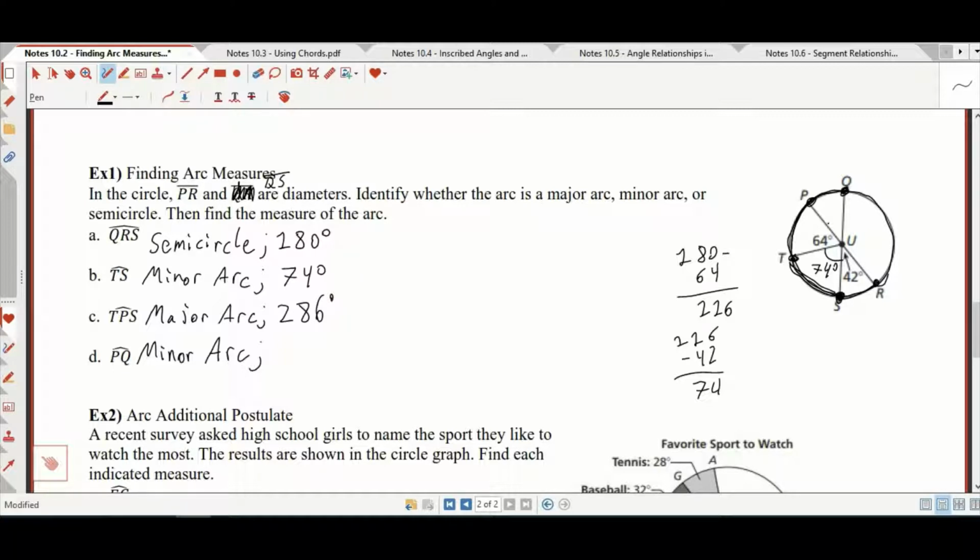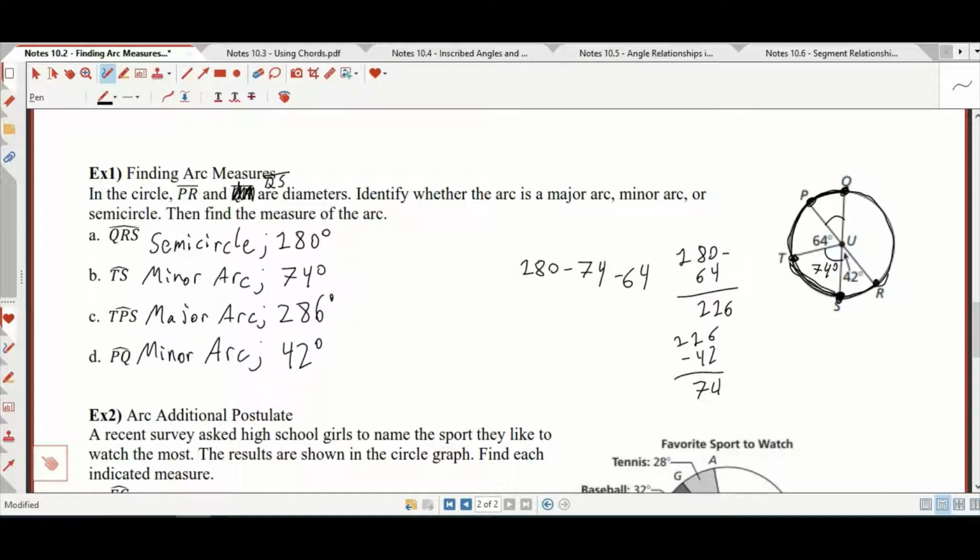Anyway, that's this minor arc right here, this P to Q. And we'll notice that QPS is 180 degrees because that's a semicircle. So we need to take 180 and take away the 74, that's my arc TS, and take away 64, which is my arc PT. And 180 minus 74 minus 64 is 42 degrees.